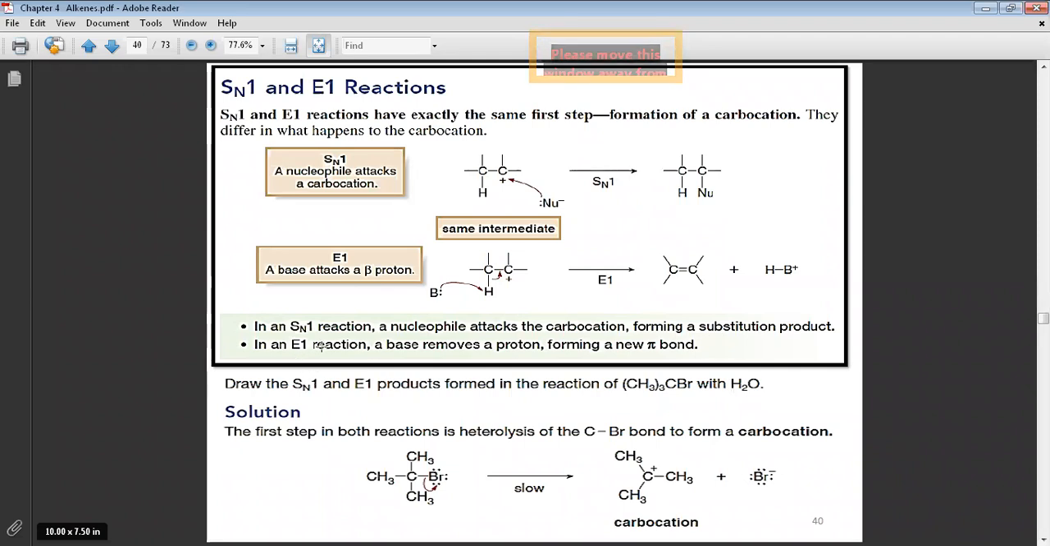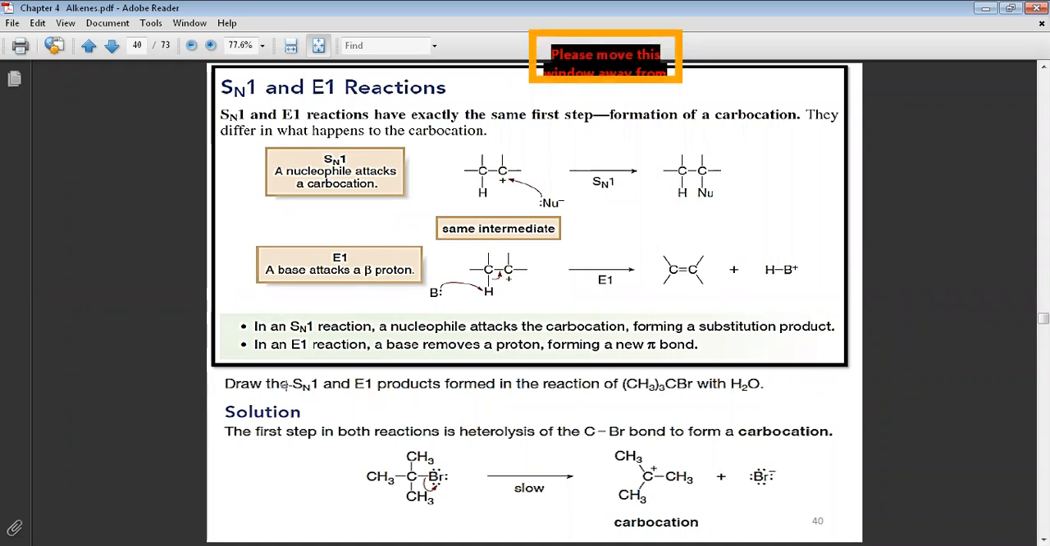But for the E1 reaction, no. The base removes the proton to form a new bond, a new double bond here. Here is the difference. And look at this equation.